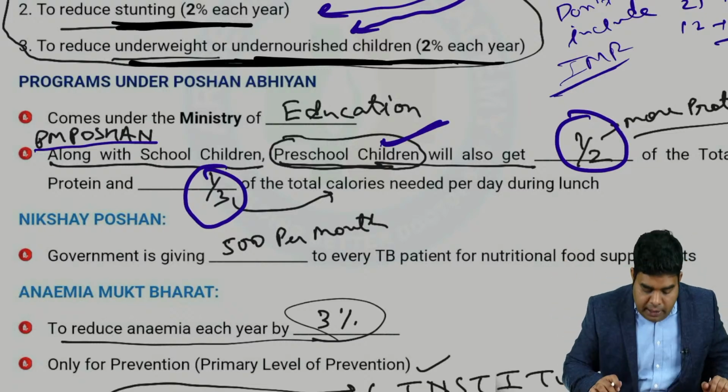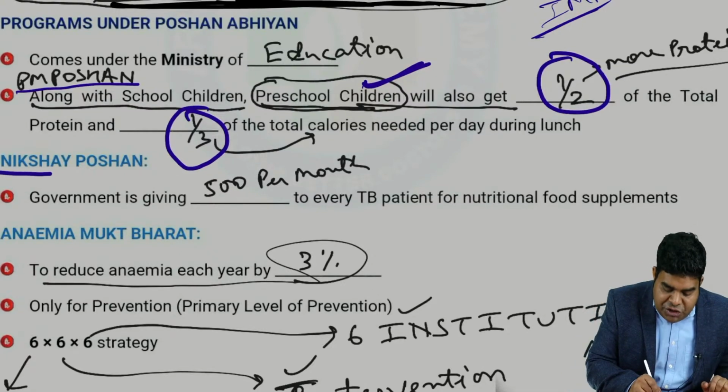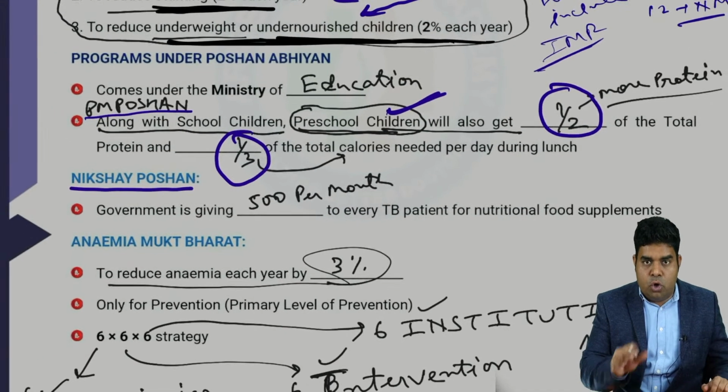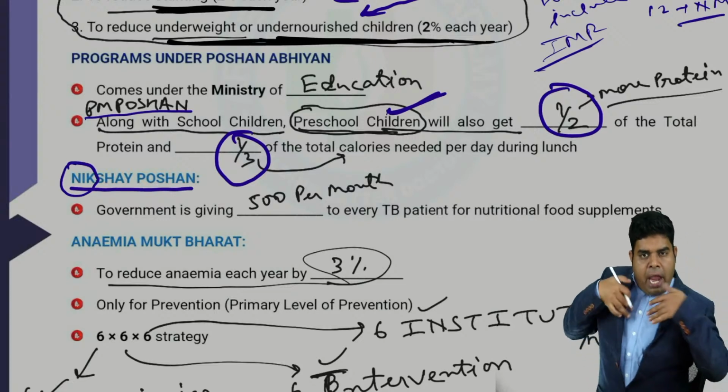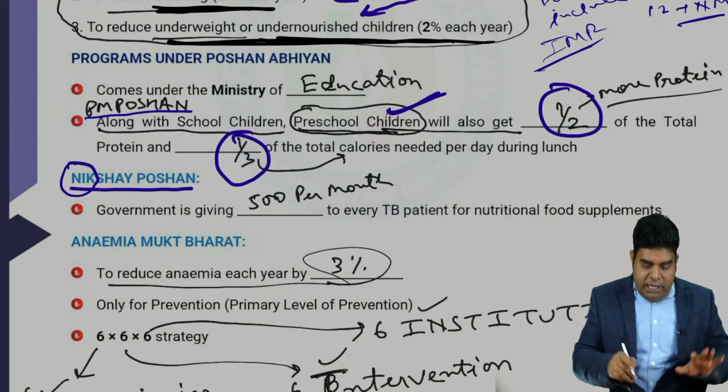Okay. Now this question, Nikshay Poshan. Nik means no, and Chay means loss of body.